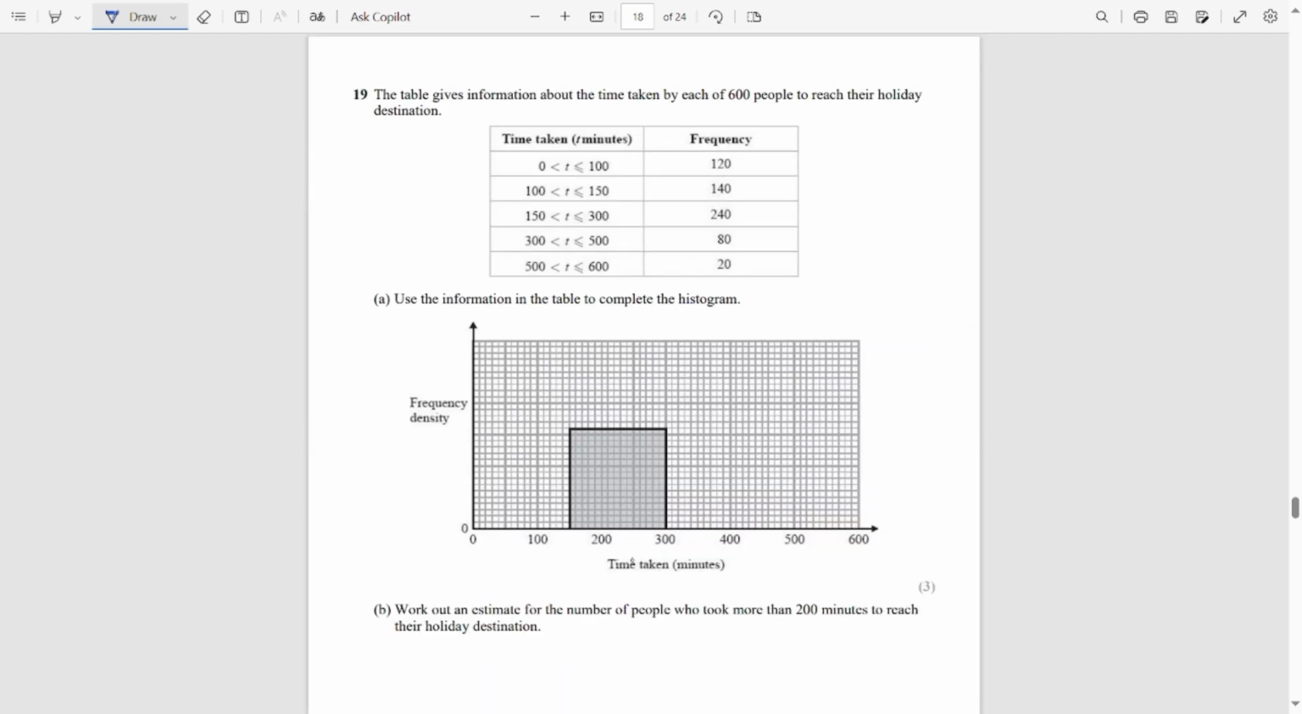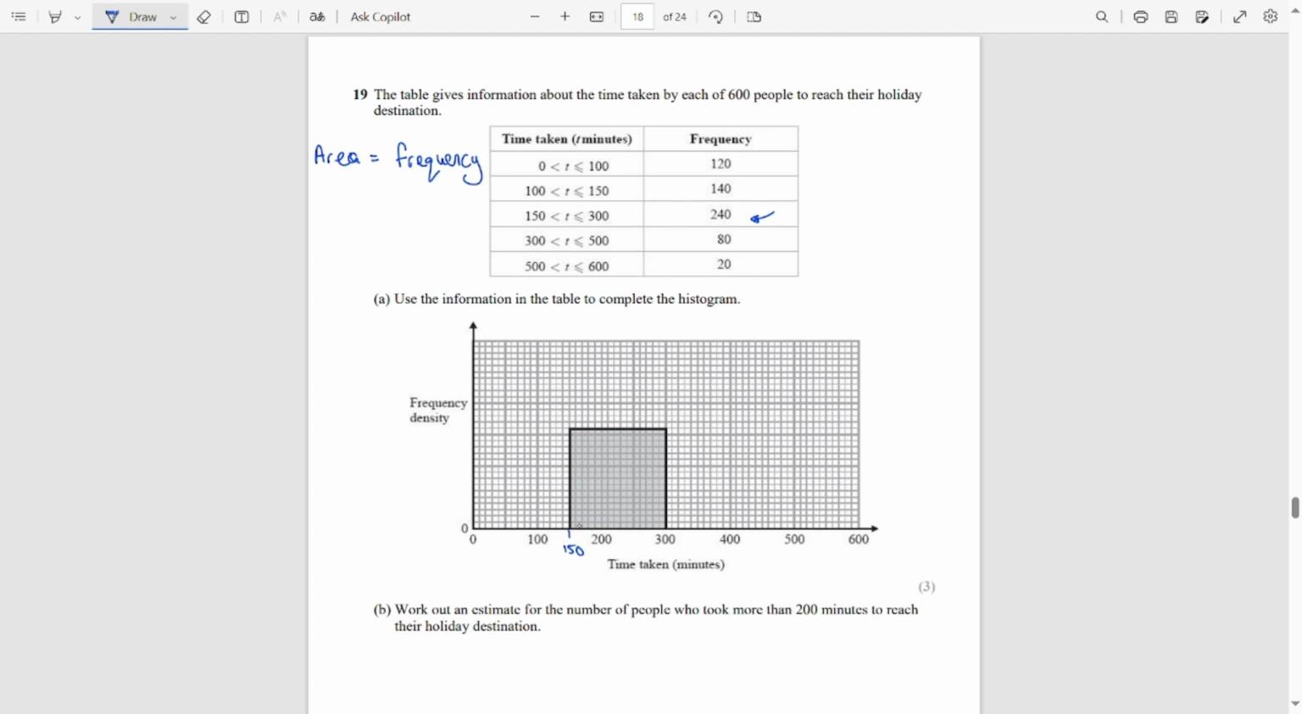Okay, so in this question here we have a histogram question. They want us to use the information in the table to complete the histogram. We already have one bar drawn here, and I can see that this bar runs between 150 up to 300. So it looks like that should be representing this class here, 150 to 300, and should represent 240 people. The key thing to remember in histograms is that area of the bar is equal to the frequency. And that should be enough to work out anything else you need if you just remember that one fact.